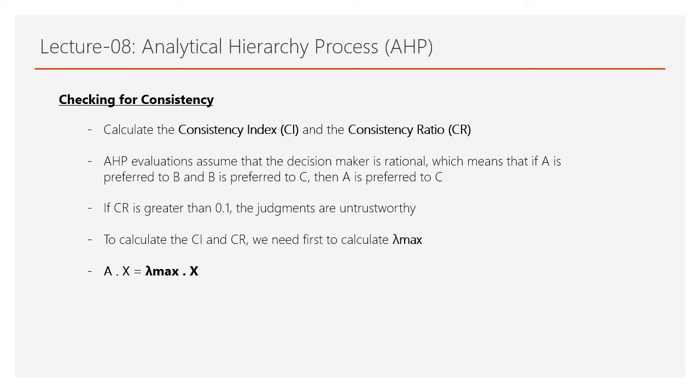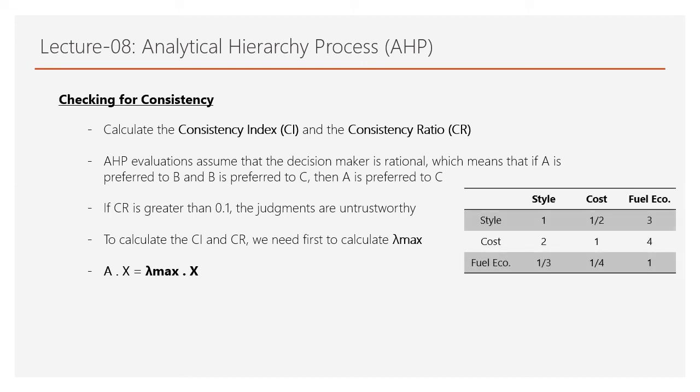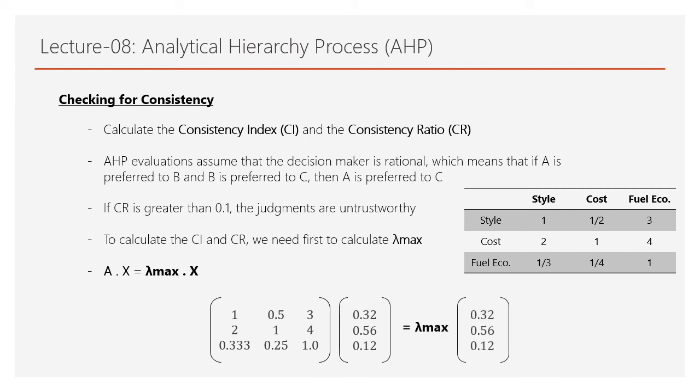So at the calculation level, to calculate the CI and the CR, we first need to calculate lambda max, which is the eigenvalue, such that A times X, where matrix A is the preference matrix made from the pairwise comparison and X is the eigenvector, is equal to lambda max times X. This is the A that we have calculated first, and this A matrix times eigenvector X should be equal to lambda max times the corresponding eigenvector X. So we need to calculate lambda max.